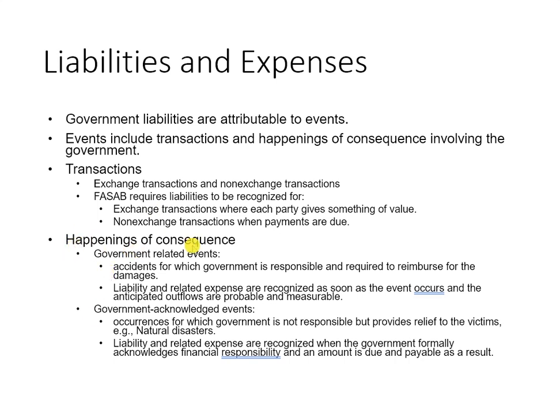We also have liabilities from happenings of consequences. And again, we have two types of happenings. Government-related events. These are accidents for which the government is responsible and required to reimburse for the damage. So liabilities and related expenses are recognized as soon as the event occurs and the anticipated outflows are probable and measurable. Right? For example, because of a design flaw, the bridge collapsed, and because of that, there are lawsuits. These liabilities will be recognized.